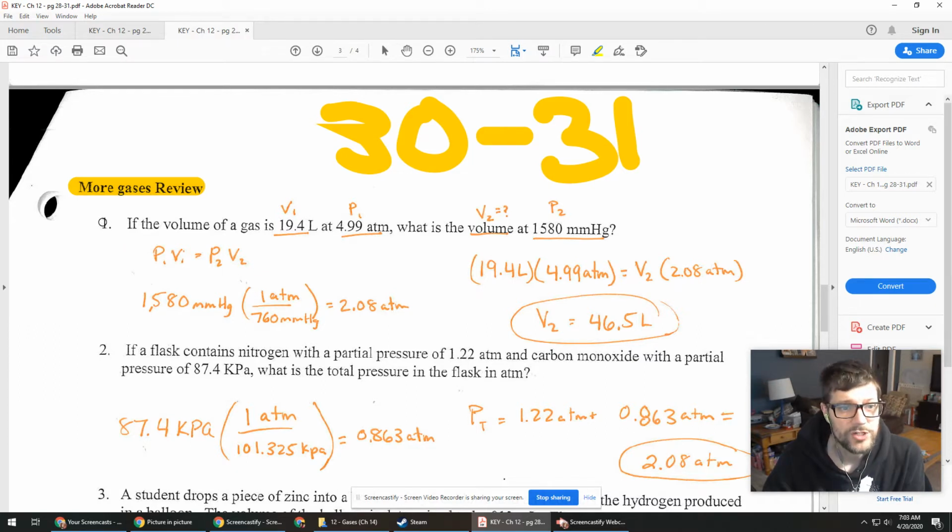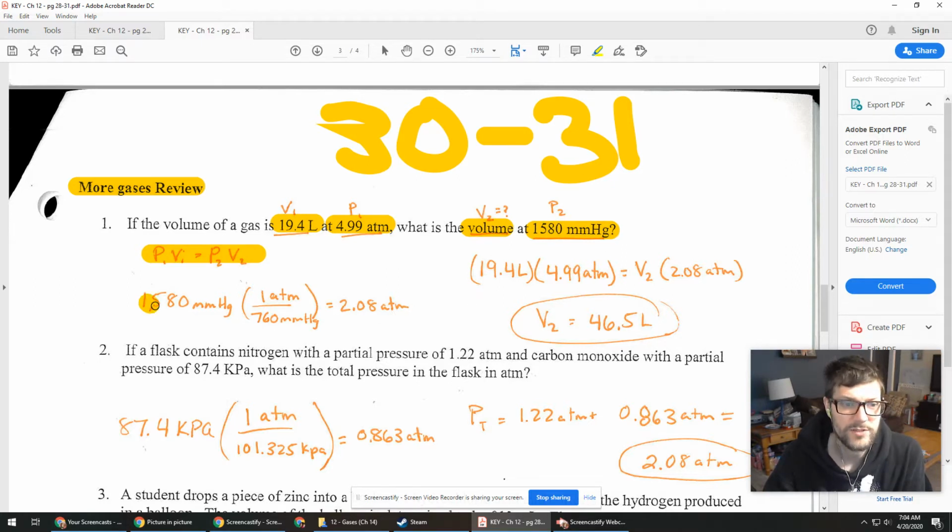So, question number 1 here asks if the volume of a gas is 19.4 liters at 4.99 atmospheres, what is its volume at 1580 millimeters of mercury? So this is relating a before and after of pressure and volume. So I need to pick the equation that has pressure and volume, and that's P1V1 equals P2V2. Also, since my units for pressure are different, I have atmospheres and millimeters of mercury, I need to convert one of them. It actually doesn't matter which.